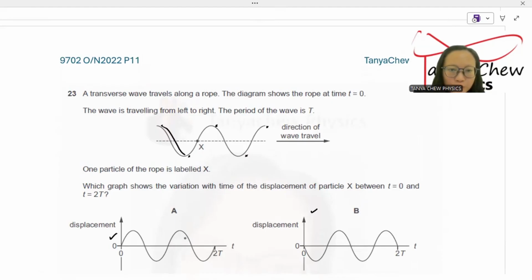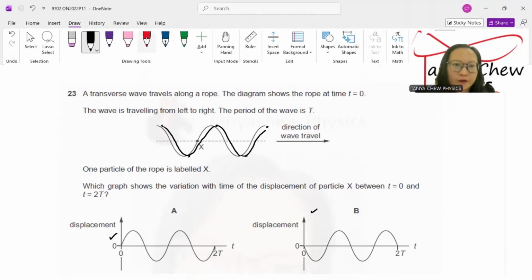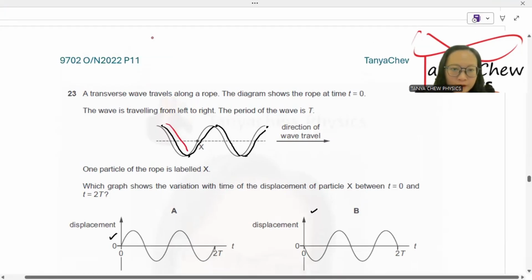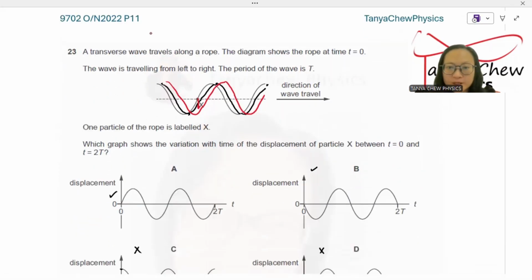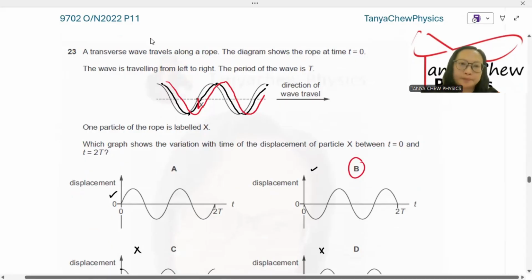So this is a wave. Okay, the next wave, and after that it is still moving. You could see that the wave profile is shifting towards the right, indicating that the wave is traveling from left to right. And look at particle X compared to the two wave profiles that I drew. It seems like particle X will vibrate downwards. So it will go down. So B is the answer instead of going up.